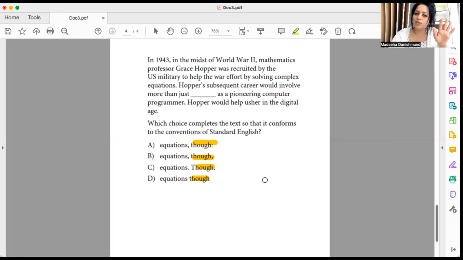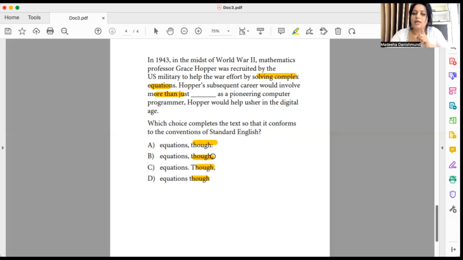So this is what she did. And the statement just before that says, Hopper's subsequent career would involve more than just. So something in addition to that. Initially, she was hired to solve complex equations. Then her career progressed with more than just that, more than just solving complex equations, right? Though, so that means she was hired just to solve complex equations. However, we gave her more complex things to address. So in that context, the transition though fits as a contrast, right? And it's put towards the end. That's why you have a comma just before it.